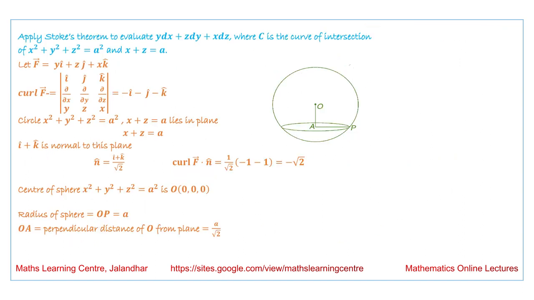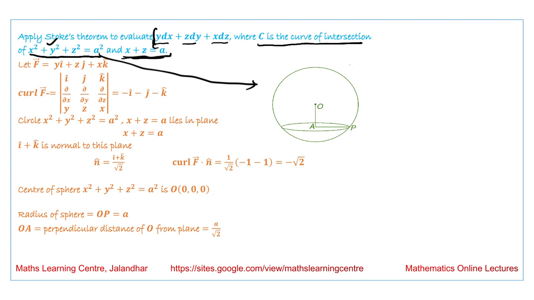Next is apply Stokes' theorem to evaluate the integral y dx plus z dy plus x dz. We have this integration over C, where C is the curve of intersection of x square plus y square plus z square is equal to a square and x plus z is equal to a. So this is shown in this figure over here. We have the sphere, x square plus y square plus z square is equal to a square, and x plus z is equal to a, we are talking about this plane over here. So when both these intersect, we obtain a circle.